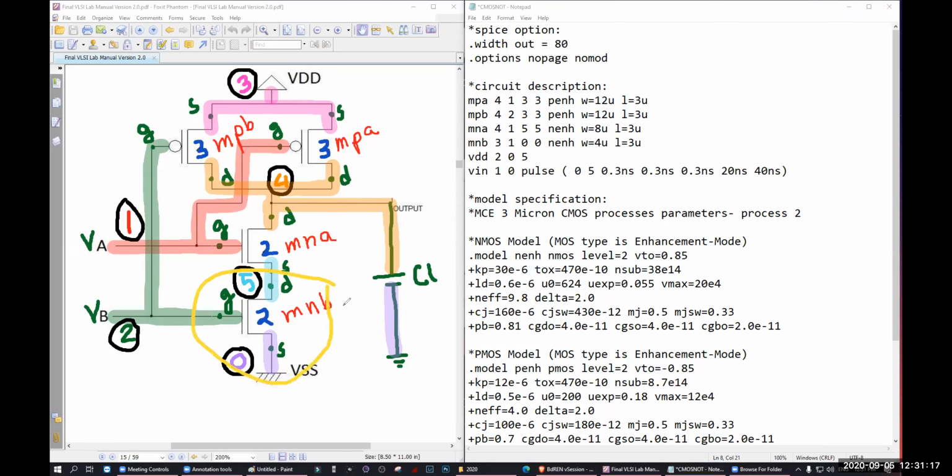For MNB: drain 5, gate 2, source 0, body 0, right? Yes, sir. N type, and the sizing will be what? 8.